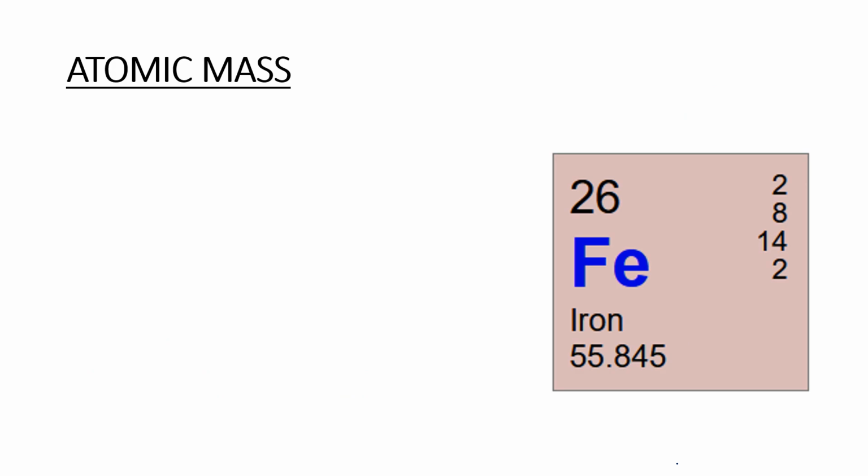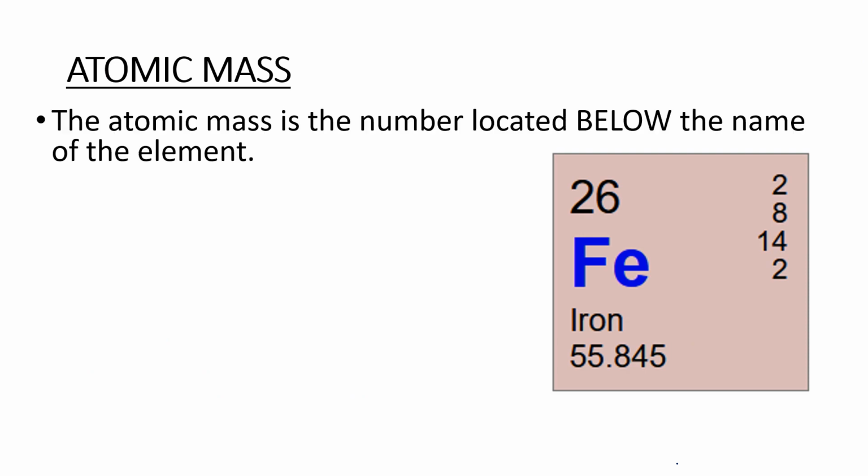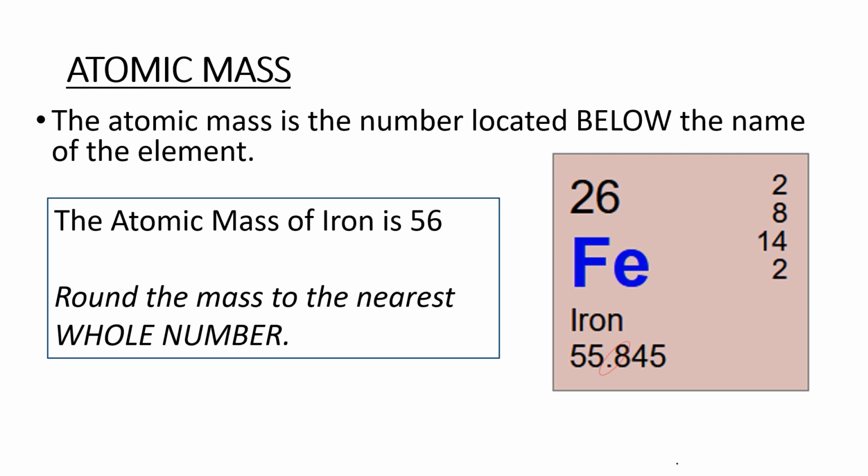Now let's take a look at the atomic mass. So the atomic mass is also something that you can obtain by looking at the periodic table. The atomic mass, by definition, is the number located below the name of the element. So the atomic mass for iron is 56. Now, I know that it's 55.845, but we're not going to deal with all those decimal points. So we're just going to round that number to the nearest whole number.